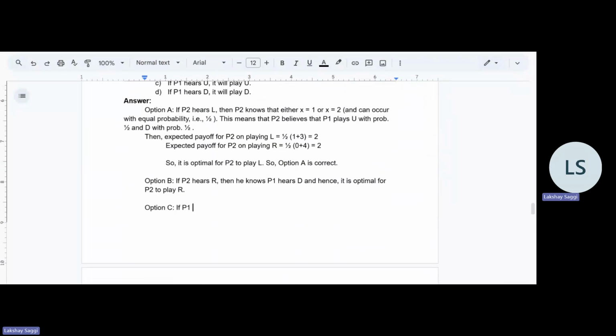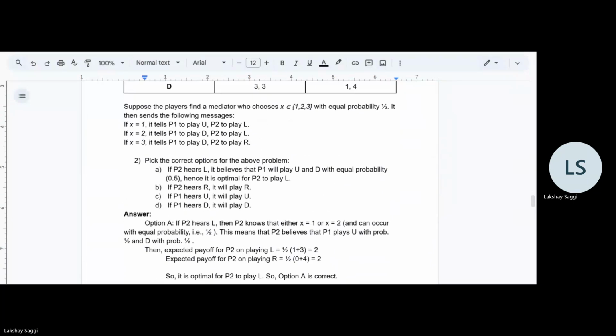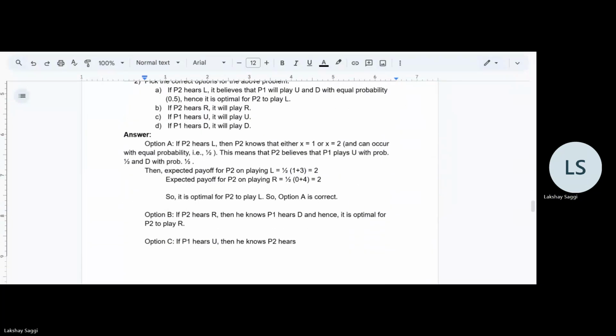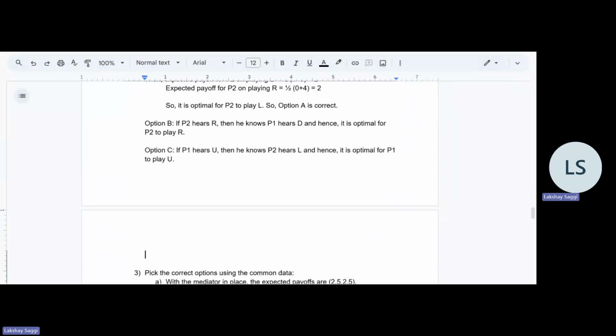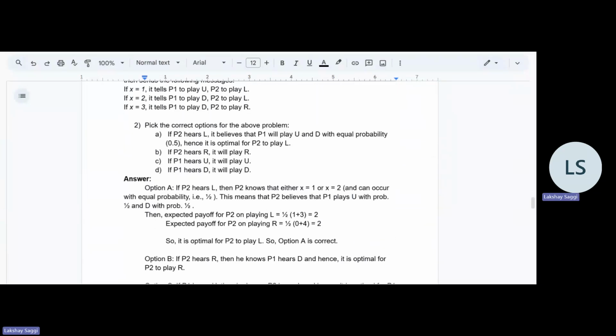So if P1 hears U, then he knows P2 hears L, and hence it is optimal for P1 to play U. Okay. Then maybe we can move to option D. Yeah. So option D says that if P1 hears D, it will play D.